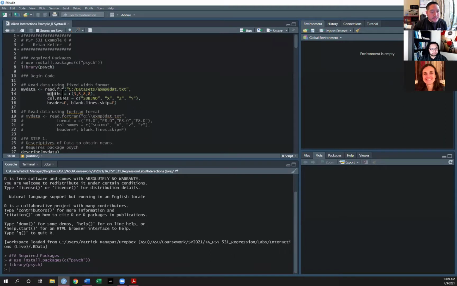Just as I mentioned, we'll have to specify the widths. So the first variable, which is subject number, is 3 spaces wide. And then the rest of the variables, x, z, and y, are 8 spaces wide. I'm going to include some column names. So we have subject number, x, z, and y. There is no header because there's no line of variable names at the top of our text file. And then I do not want to skip blank lines. So this is false, or F for short, and then this is also false, or F for short. I'll go ahead and read this in.